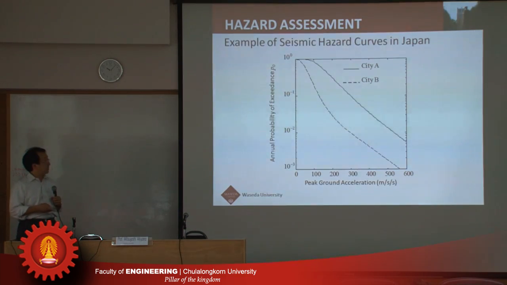And this is an example of a probabilistic seismic hazard curve in Japan. So you can see city A has higher seismic risk based on these hazard curves.